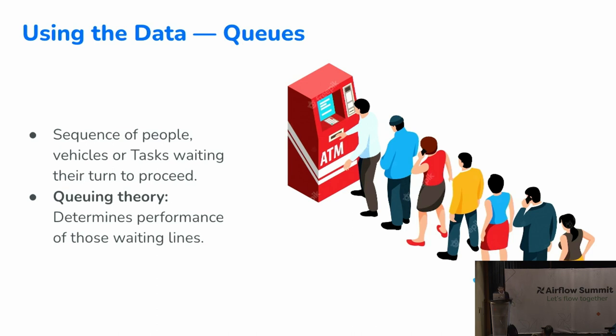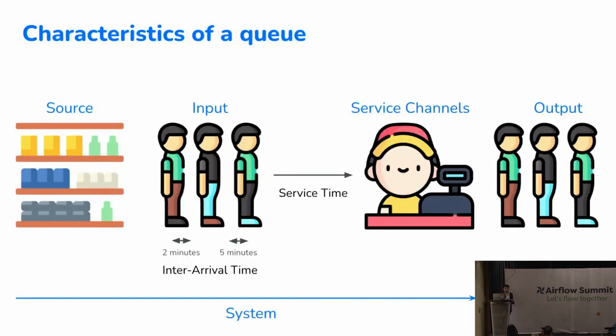Queues are a sequence of people, vehicles, or tasks waiting their turn to proceed. And queuing theory determines the performance of those waiting lines. Now, it's important to note that wait cannot be eliminated, but it can be reduced to acceptable levels. And those acceptable levels are the ones that you're going to have to define so that you know how and where to optimize your data.